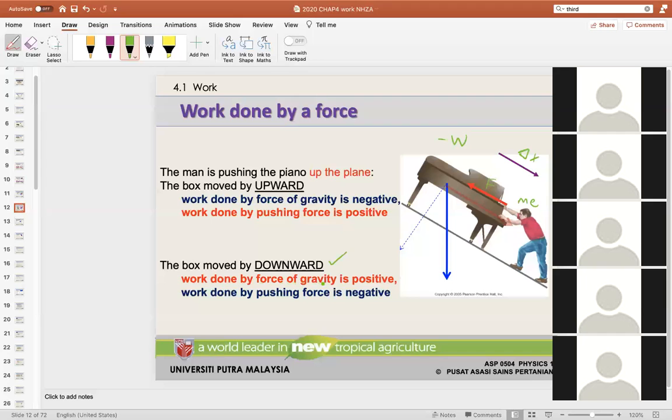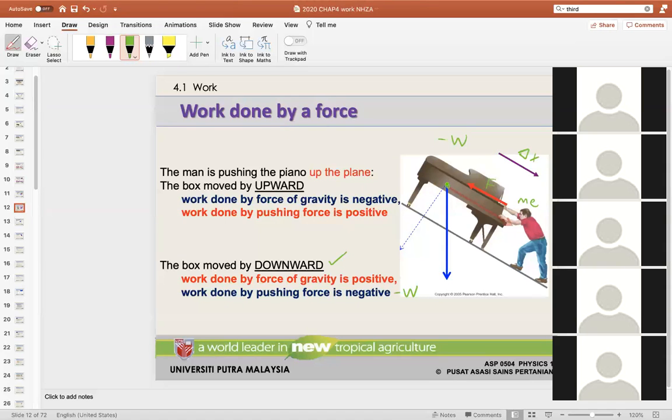Work done by force of gravity is positive. Why? Work done by pushing force is negative. The pushing force was done by me. It is in the opposite direction as displacement. So negative work done. Work done by force of gravity is positive.